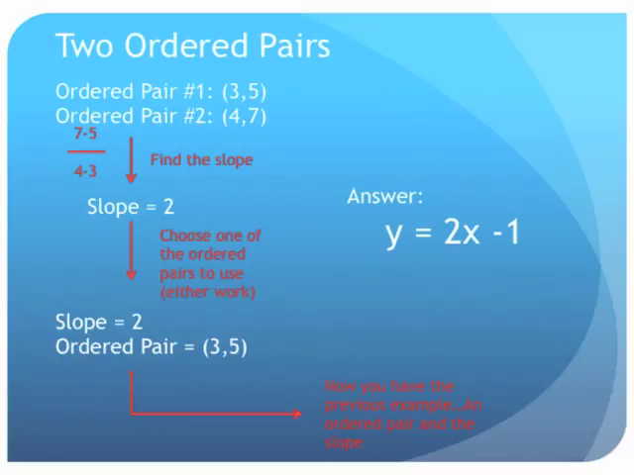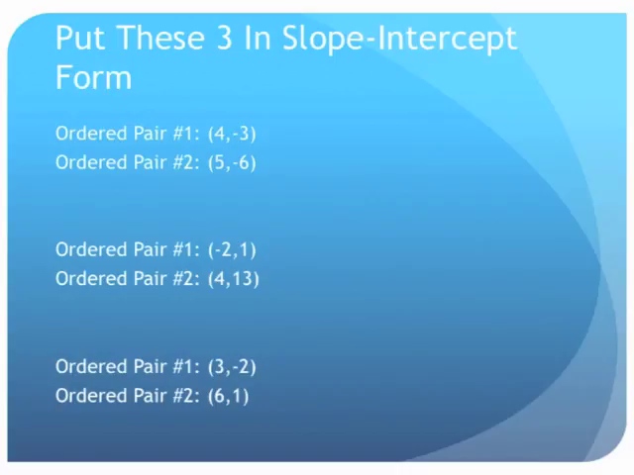This is the same setup of what you just learned how to do on the previous slides. So you have an ordered pair and a slope. Pause the video and try it on your own from here. The answer is y equals 2x minus 1. Pause the video and try these 3 examples.